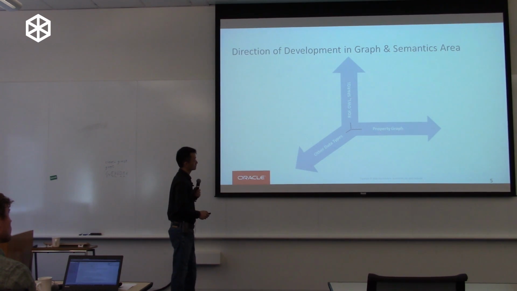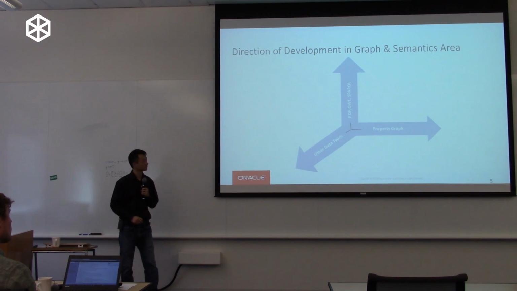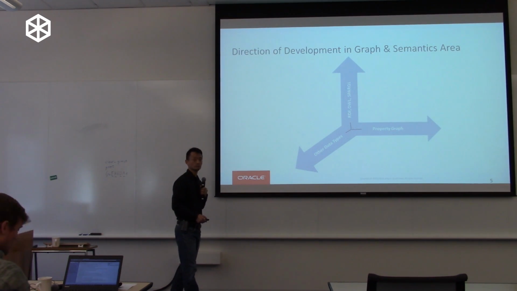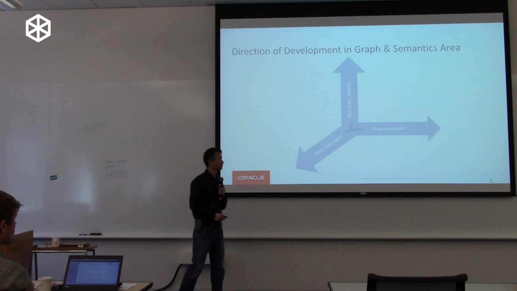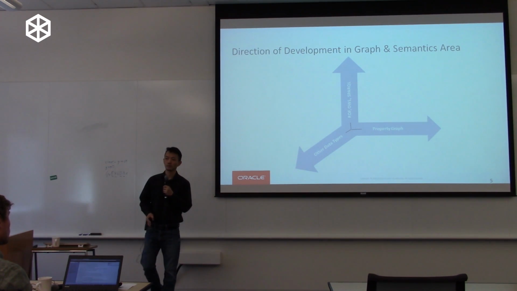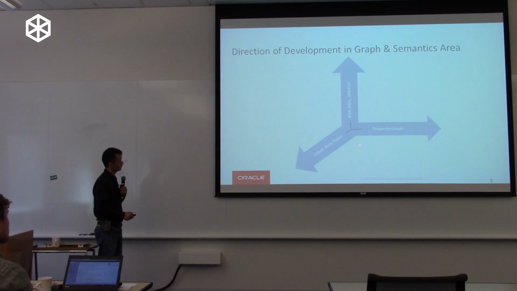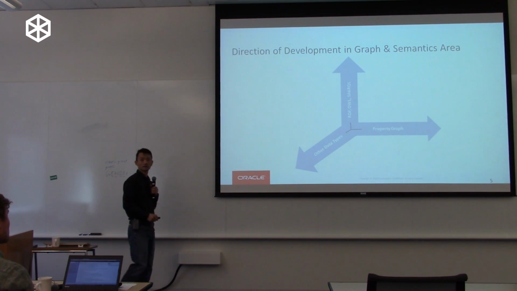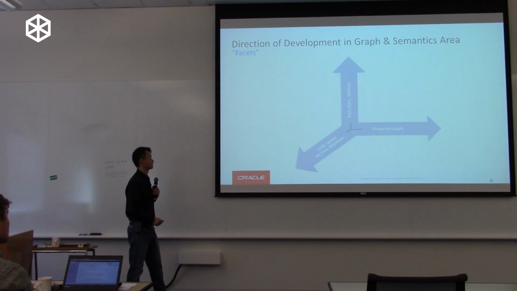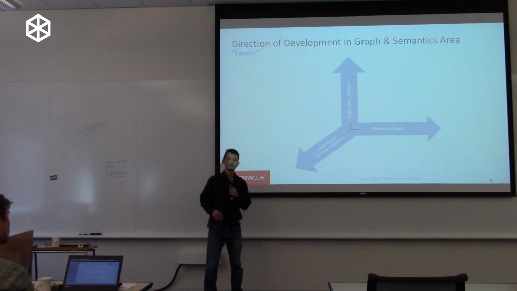In the past few years, we have also invested heavily in the so-called property graph data model. We have shipped property graph support on big data platform from last year, and we are going to have property graph support in Oracle database in the upcoming database release. There is also a third dimension of other data types: spatial data, relational data, and JSON.